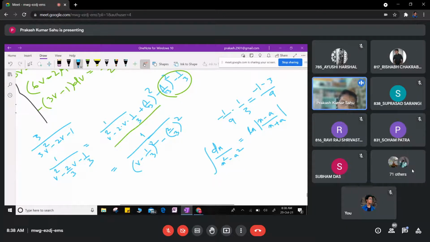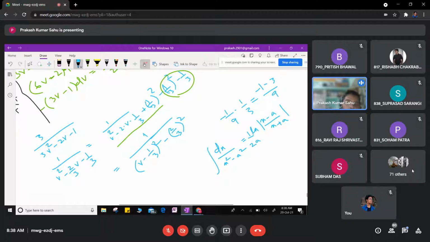1 by 2a होगा यहाँ पे. हाँ. Yes, sir. 1 by 2. Is it correct? Yes, sir. Okay, you verify, but I don't remember the formula. Okay, you verify this. This is 1 by 2a ln x minus a divided by x plus a. Okay, so now we have to reduce to this formula.